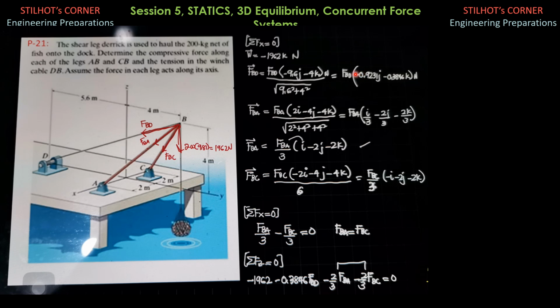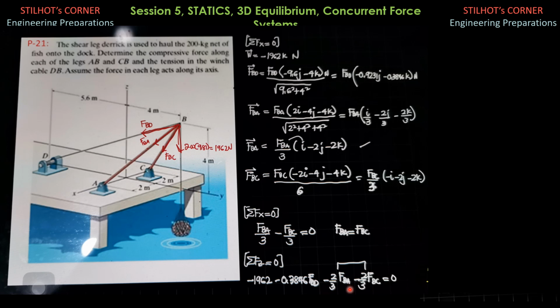So for the weight, negative 1962. For FBD, it's negative 0.3846 FBD. For FBA, it's negative 2/3 FBA. For FBC, it's also negative 2/3 FBC. And take note that FBA equals FBC. We can combine this into negative 4/3 FBA or negative 4/3 FBC. So I'll just choose FBA.